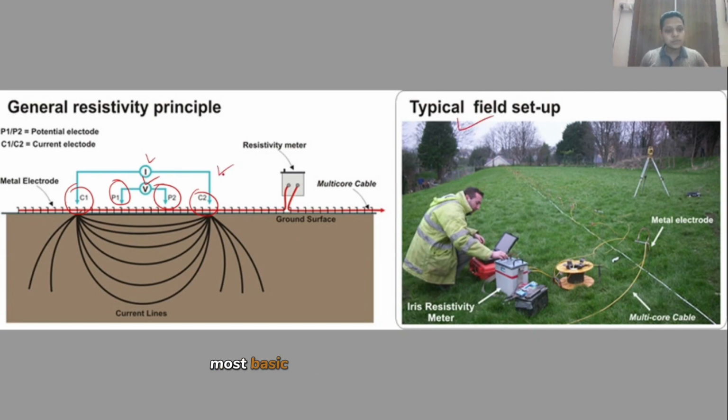This is the most basic arrangement of 4 electrodes, but multiple electrodes can be used and can be laid down by using cables for hundreds of kilometers, and an extensive survey of 100 square kilometers can be done using this technique. And also the depth of penetration is quite good because you can get an idea about up to several kilometers by using this technique.